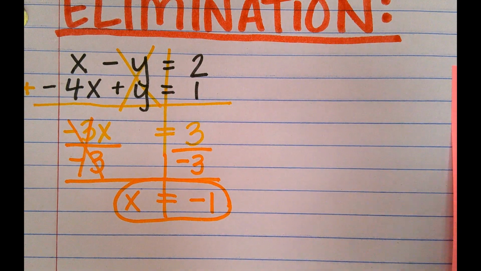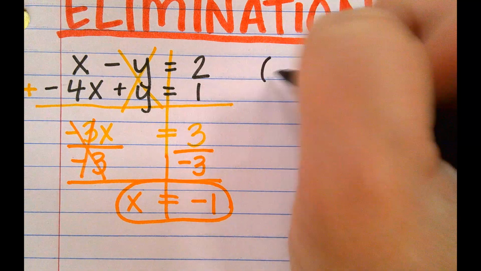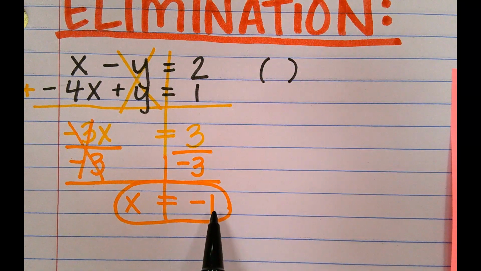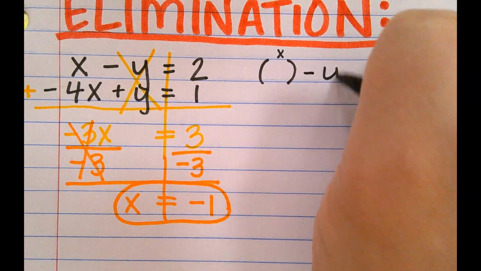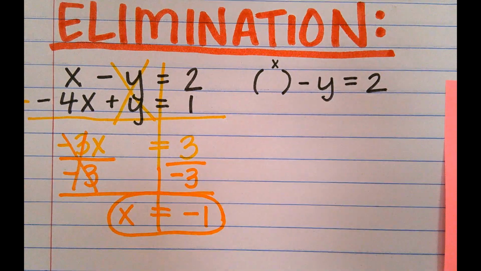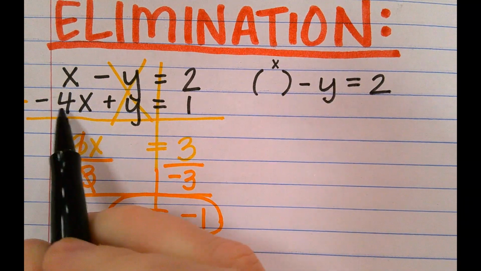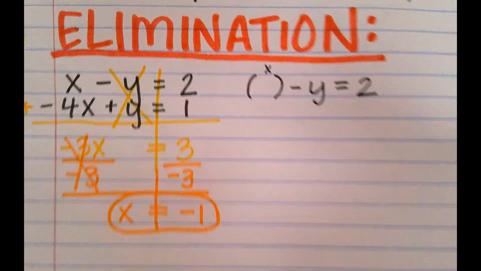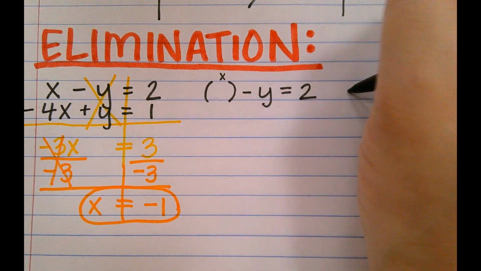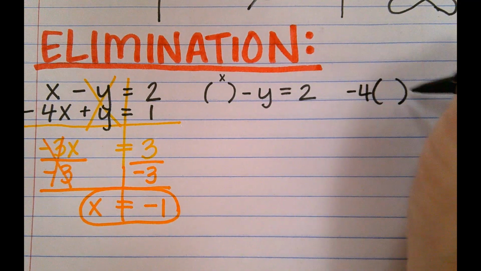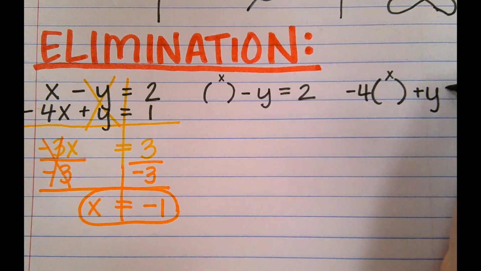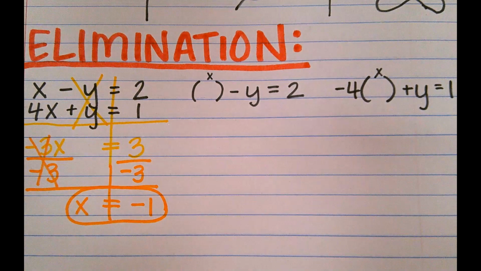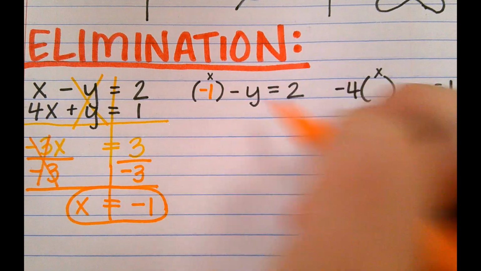So I'm going to rewrite both of these equations. I have x minus y equals 2, but instead of x, we're putting negative 1 because I know x is negative 1 now. So negative 1 minus y equals 2. And then I'm also going to plug into my other equation, so I can write both. Negative 4 times, instead of x, I'll put negative 1 there, plus y equals 1.